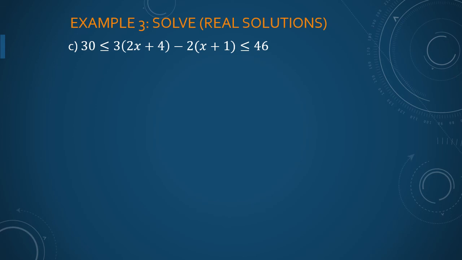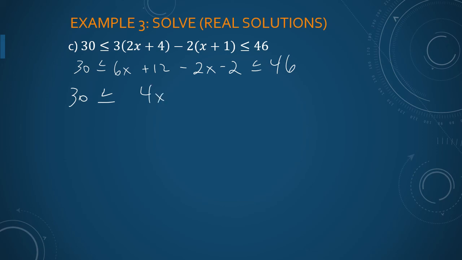C. So let's start on the inside again and work our way out. And we're going to have to distribute on the inside. So if I distribute that 3, 6x plus 12 minus 2x minus 2 less than or equal to 46, collect like terms. 6x minus 2x is 4x, 12 minus 2 is 10.